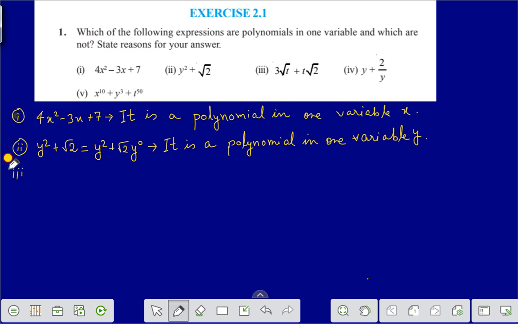Now question number 3 is given as 3 root t plus t root 2. It can be written as 3 t to the power 1 by 2, that is root t, plus t root 2. Here you see the power of t is 1 by 2, which is not a whole number. Therefore it is not a polynomial.